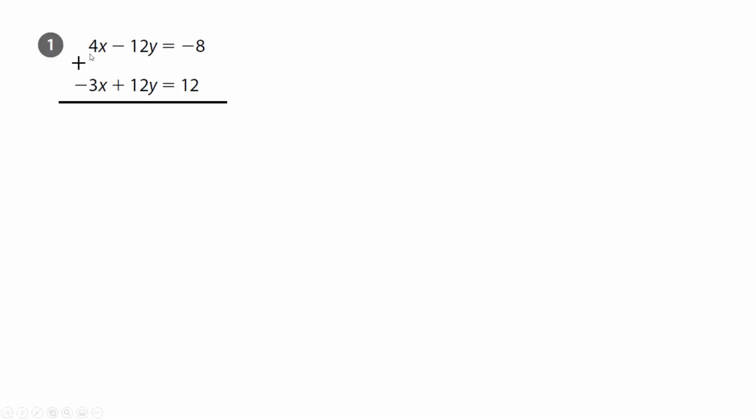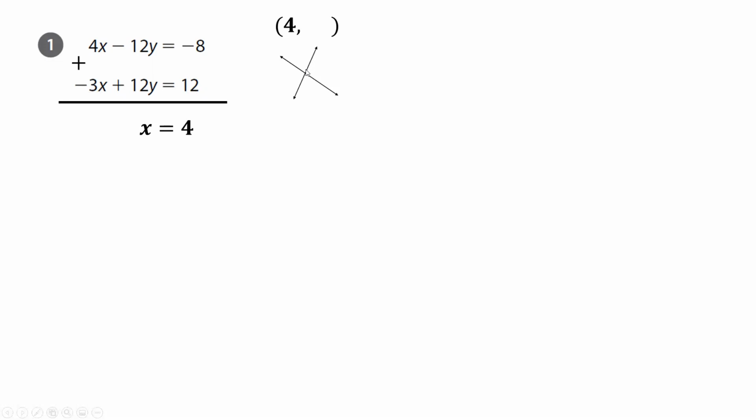When I add the x's, a 4x plus a negative 3x gives me a positive 1x. And then when I add the numbers, a negative 8 plus a 12 gives me a positive 4. So by eliminating the y's, I found the answer to the x. We now know that for the point of intersection, our x coordinate is 4. Now it's just our job to find the y coordinate.